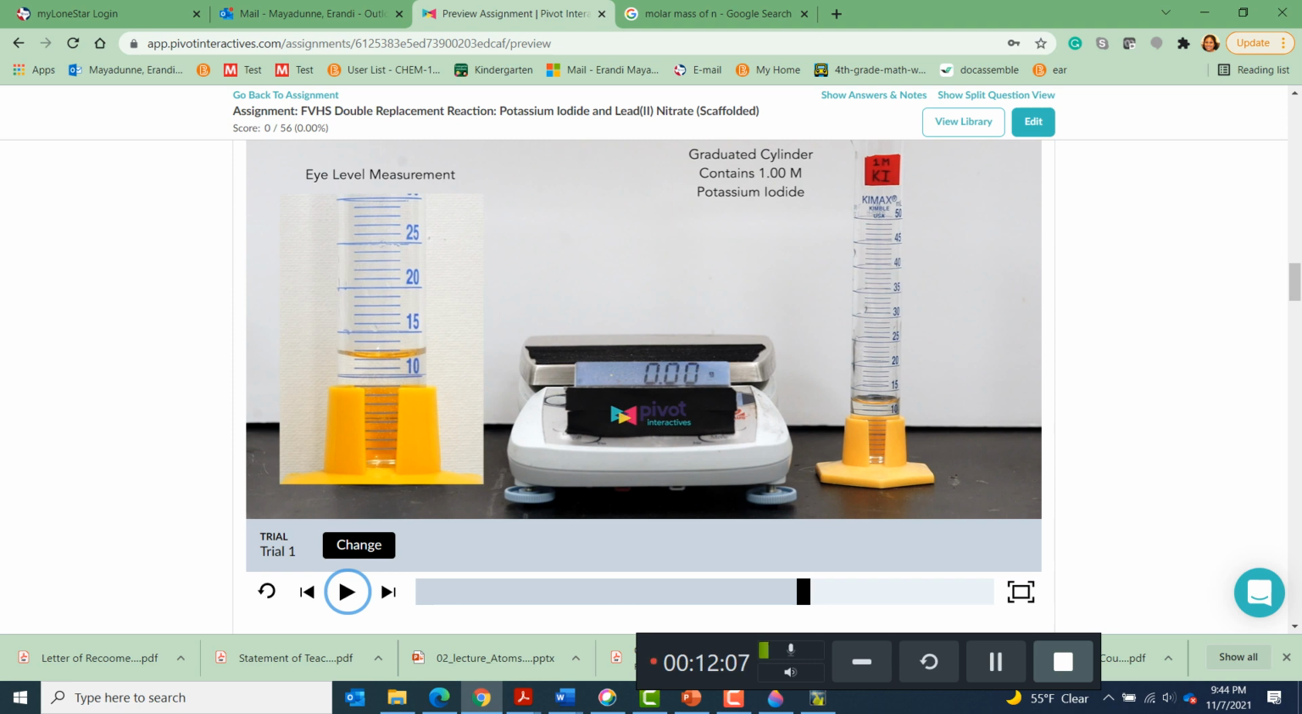What is the meaning of 1 molar concentration? 1 molar means if you take 1000 milliliters, you have 1 mole of potassium iodide. But right now, you don't have 1000 milliliters. How much do you have? You have only 12 milliliters. So how many moles are in this 12 milliliters? Let's see how we can do that.